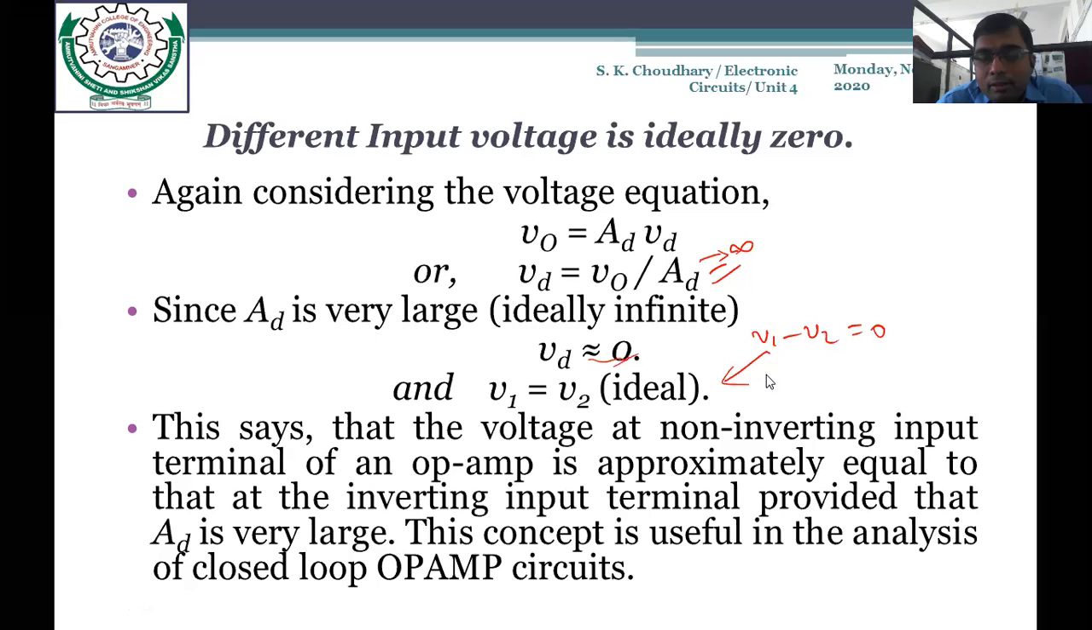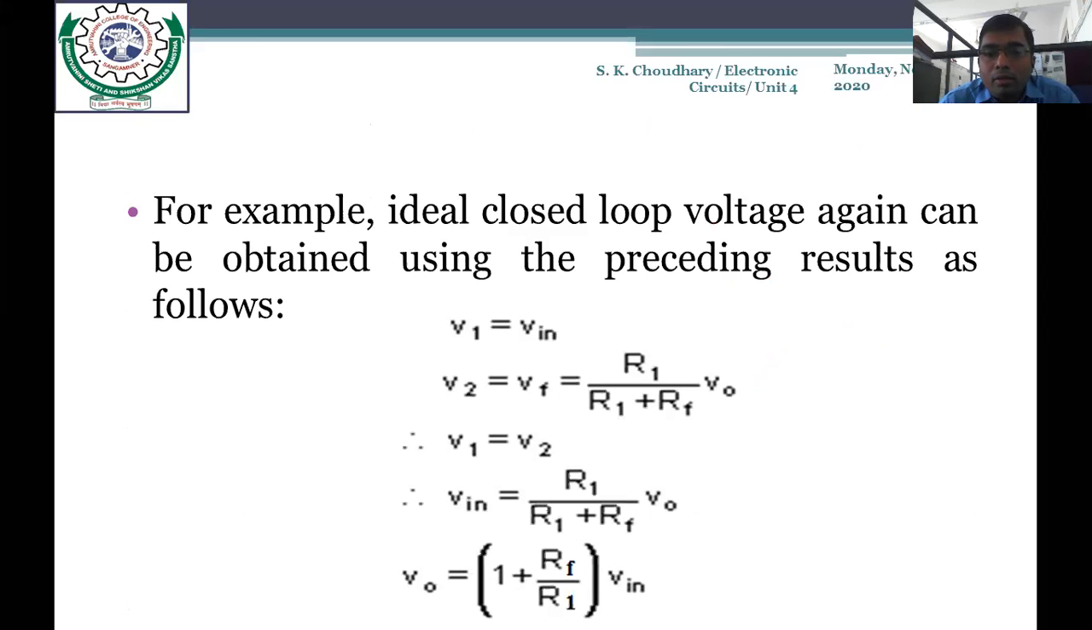This says that the voltage at the non-inverting terminal of an op-amp is approximately equal to that at the inverting terminal, provided only that the open loop gain is large. And this concept is very useful for analyzing closed loop op-amp circuits. We will see the use of this particular assumption in the further analysis. Okay. So you can see how this is possible through these equations.